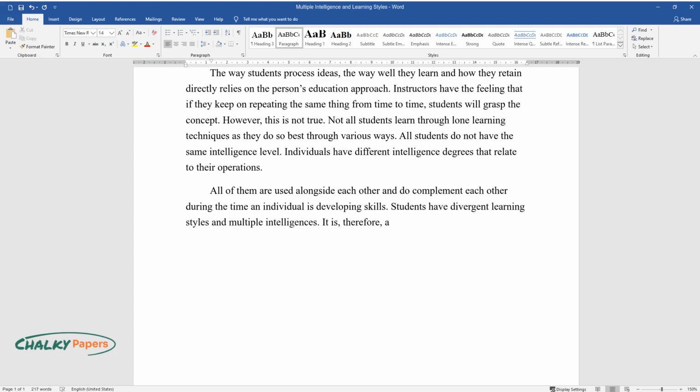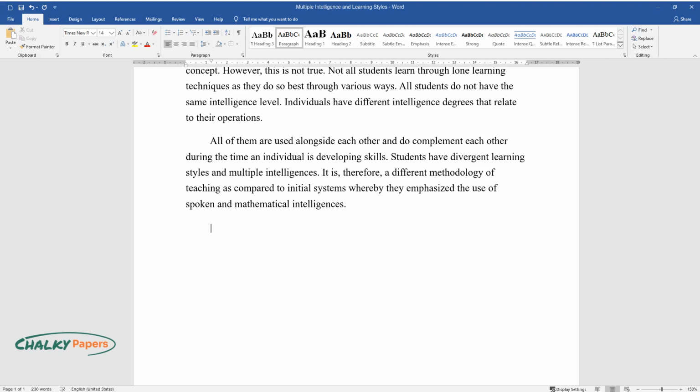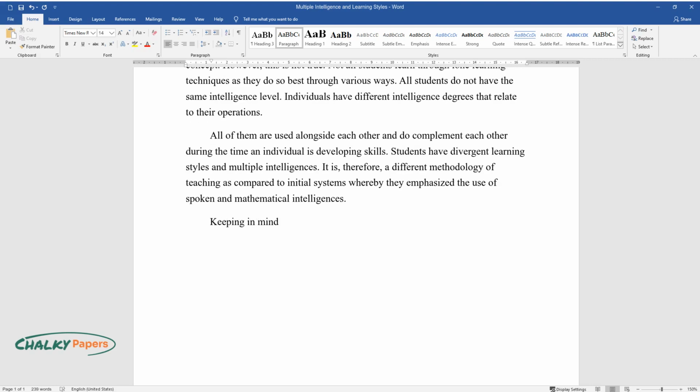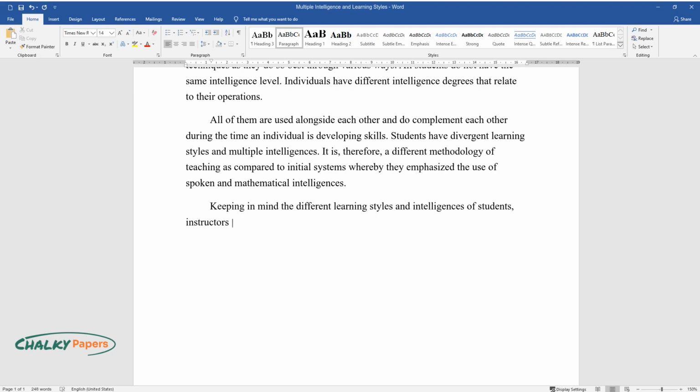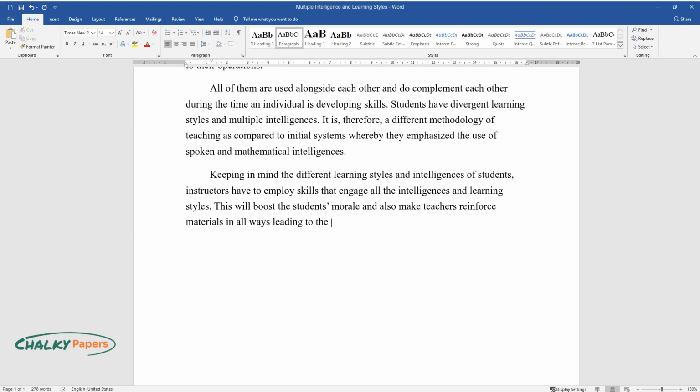It is, therefore, a different methodology of teaching as compared to initial systems whereby they emphasized the use of spoken and mathematical intelligences. Keeping in mind the different learning styles and intelligences of students, instructors have to employ skills that engage all the intelligences and learning styles. This will boost the students' morale and also make teachers reinforce materials in all ways, leading to the facilitation of a deeper understanding of the subject.